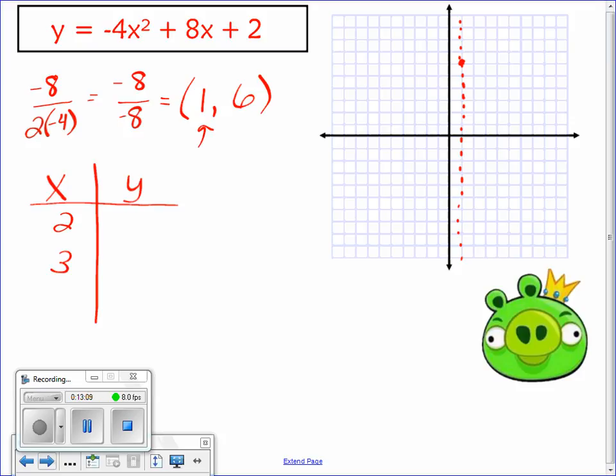So what do we get when we plug in a 2? 2. And then go back and we'll plug in a 3. And it is negative 10. Good. So if I plot 2, 2, I'm going to reflect it over my vertex line there. It's called an axis of symmetry. And I'm going to plot 3, negative 10. The grids I give you are typically 10 by 10, so hopefully that'll save you some counting. And then we can draw this in.